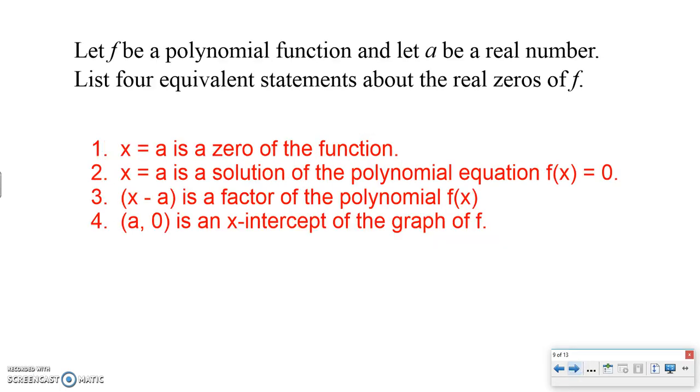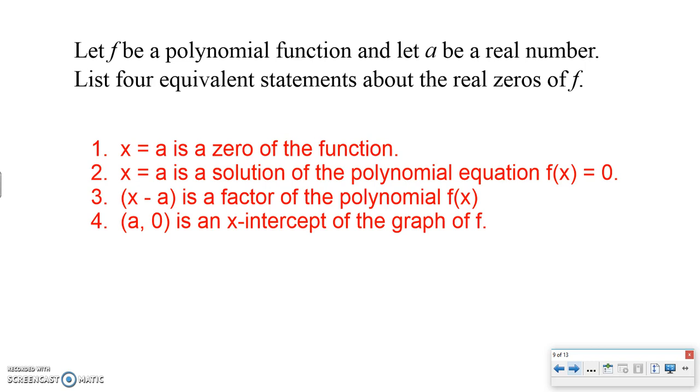So this next slide is basically talking about the characteristics if you know that f is a polynomial function and it has a real number a as a 0. Basically, just copy all this down in your notes. It's really self-explanatory. We have seen it written in plenty of forms already.